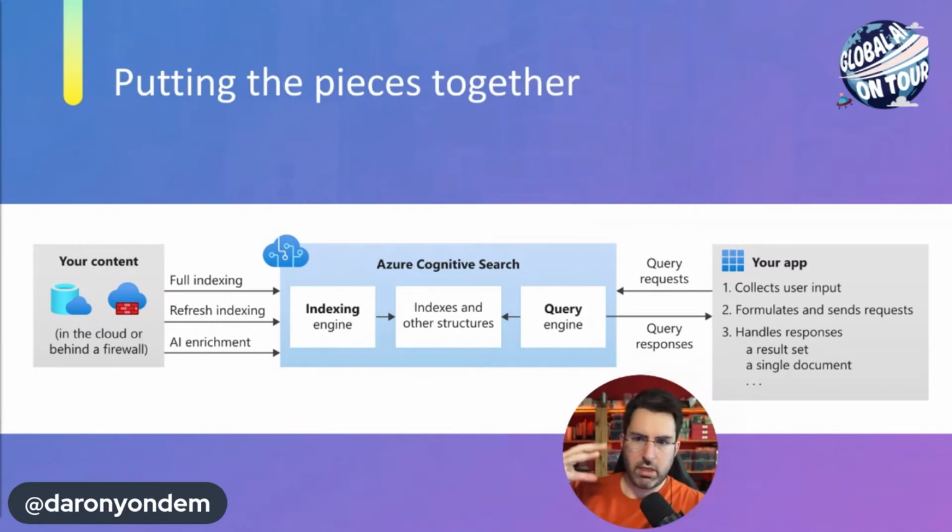On the left-hand side, there are these data sources that you have, and you feed those in, right? You want them to be indexed. You refresh your index if you want to, and if you have some AI enrichment, they are all talking to the indexing engine. They're all putting some data into the index. Azure Cognitive Search does the indexing, and on the other end of the spectrum, there's this query engine on the right-hand side, and you see all of your apps, mobile apps, backend apps, whatever can send an HTTP request, can talk to and query this data. That's the very high level.